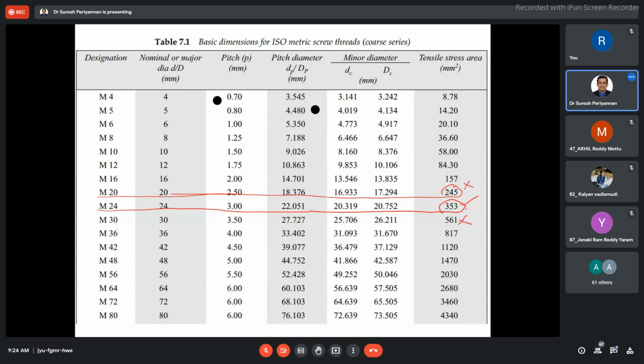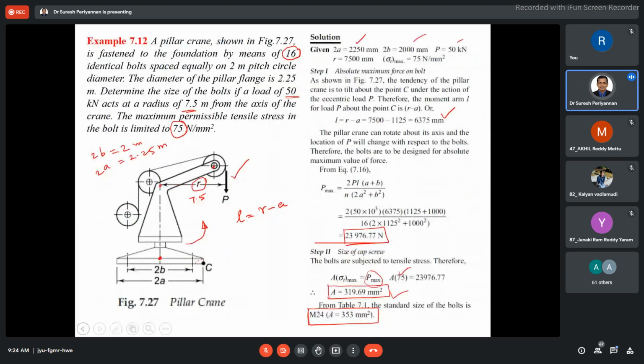Then this is my corresponding diameter: nominal diameter, minor diameter. I can take these dimensions for internal threads and for external threads. Now, the pitch diameter of the bolt I can consider as 22.05. The pitch of the bolt I can consider 3 mm. This is the minor diameter, and this is the major diameter, 24 mm. For this bolt, the 16 bolts we are using, the bolt dimensions should follow this.